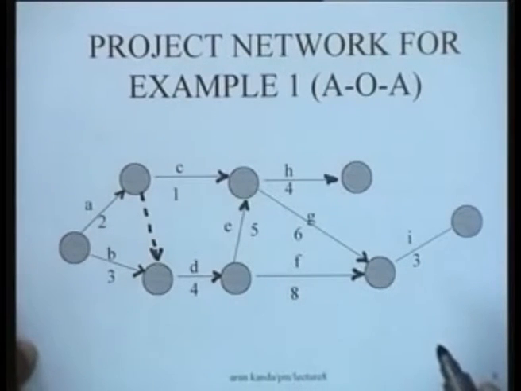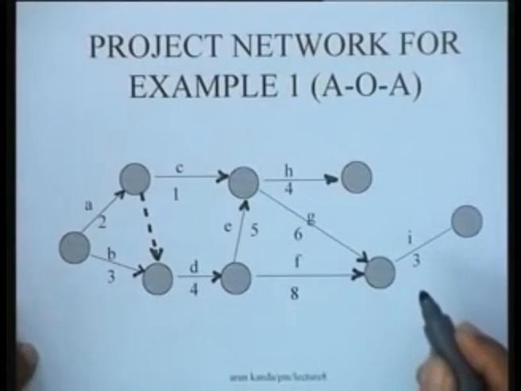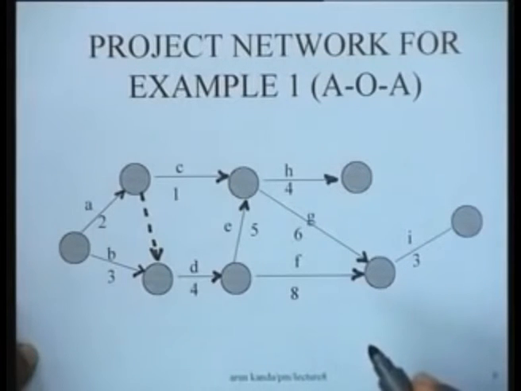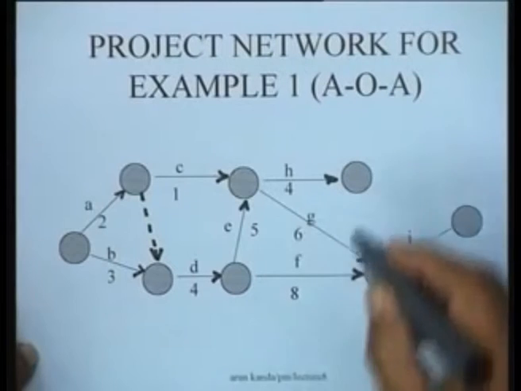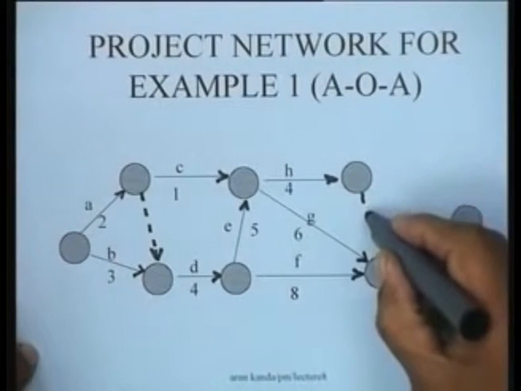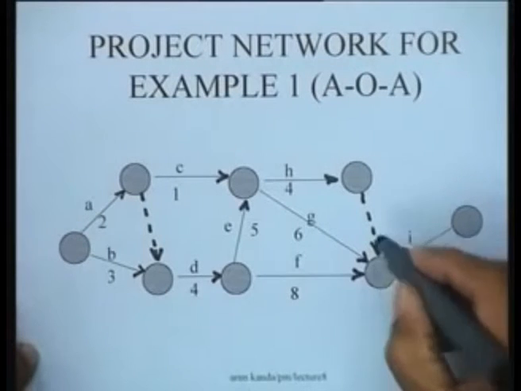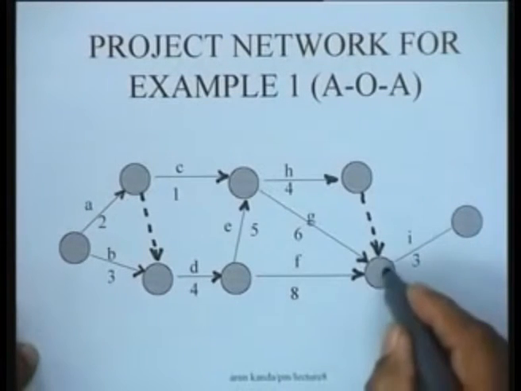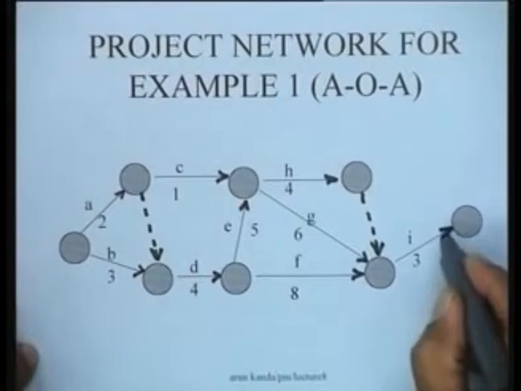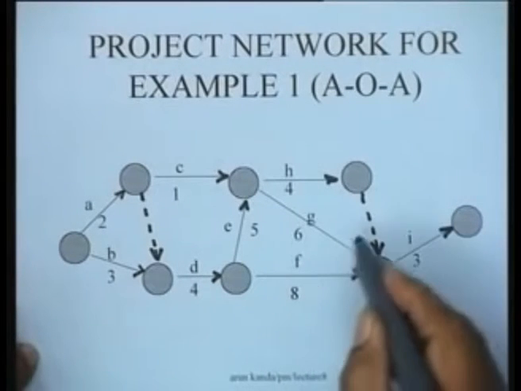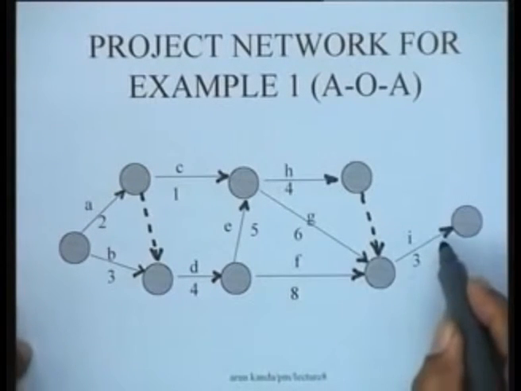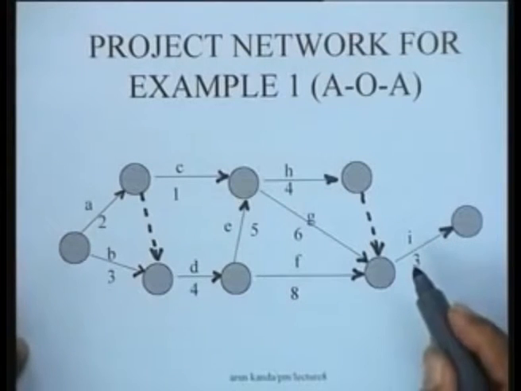And as far as activity I is concerned, it has three predecessors, namely F, G and H. So, what we can do is bring a dummy arc from here and show it like this, and then for activity I we have F, G and H all shown as predecessors.